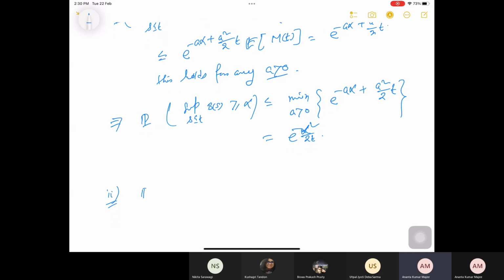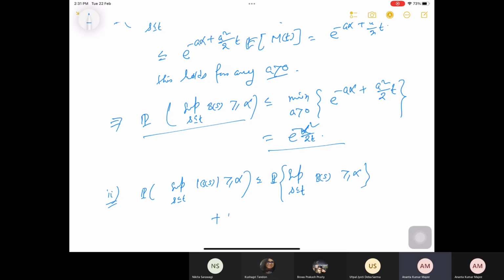Let's see what I have to use. I have to use the probability of, because this part I know. So I try to write it in this form. Probability of supremum over s less than or equal to t of modulus of b of s greater than or equal to alpha. This part I can write in two terms, which is less than or equal to probability of supremum over s less than or equal to t of b of s greater than or equal to alpha, plus probability of the infimum, because it is a minus thing I have, over s less than or equal to t, where b of s should be minus alpha.